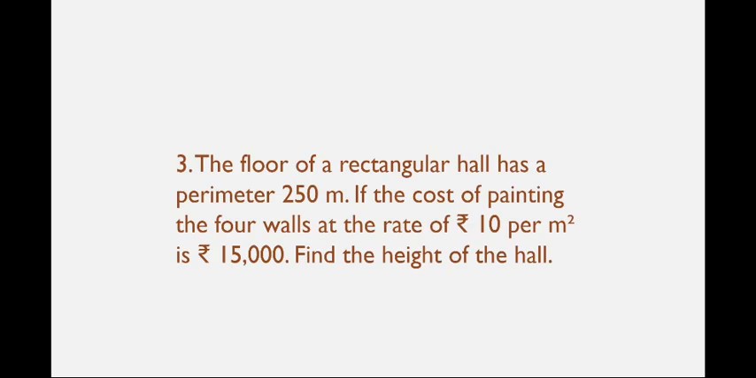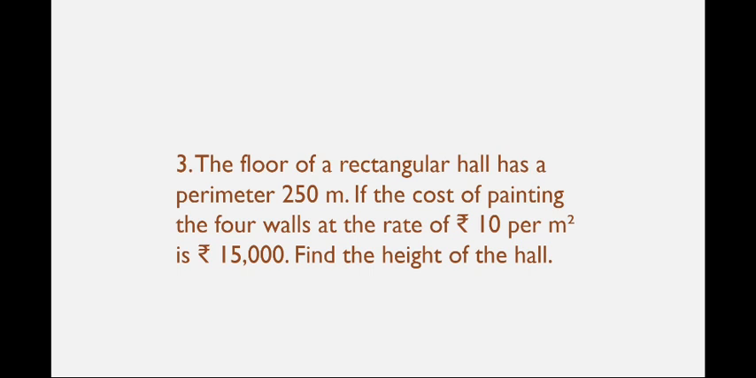Question number 3: The floor of a rectangular hall has a perimeter of 250 meters. If the cost of painting the four walls at the rate of rupees 10 per meter square is rupees 15,000, find the height of the wall. This is the question. Now, what is the meaning of the question?